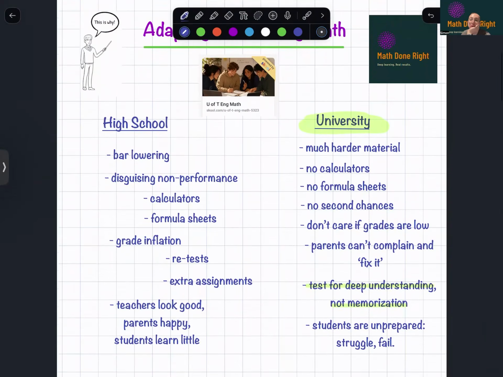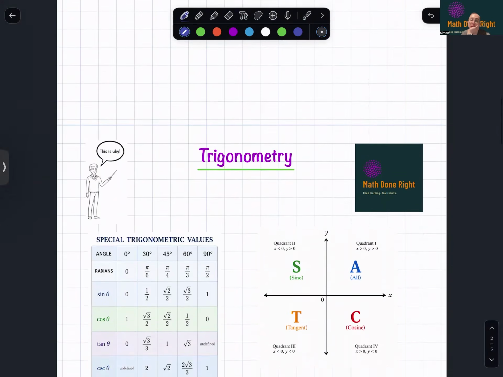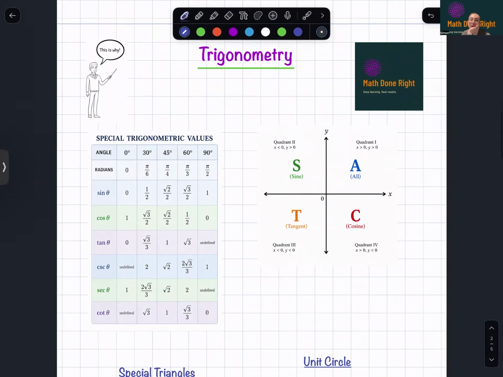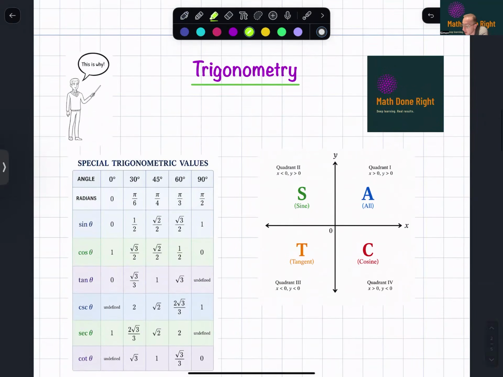Okay, so what are some examples of the badnesses that high schools have been perpetrating on you, to leave you so stunned at what's going on in university, so unprepared, as most people are, including myself when I was a first year student many years ago? One example is actually two examples.